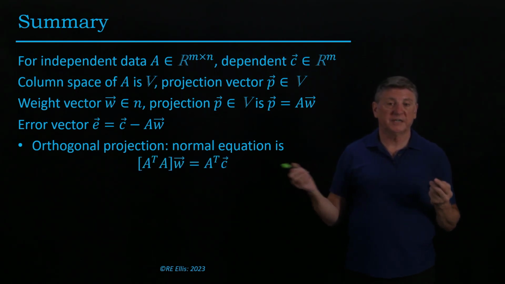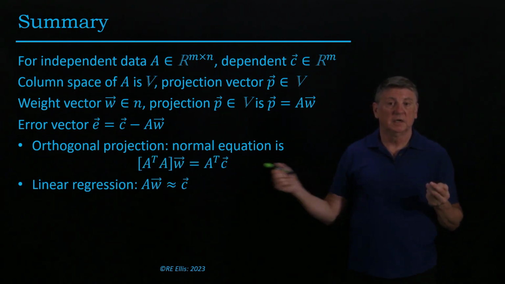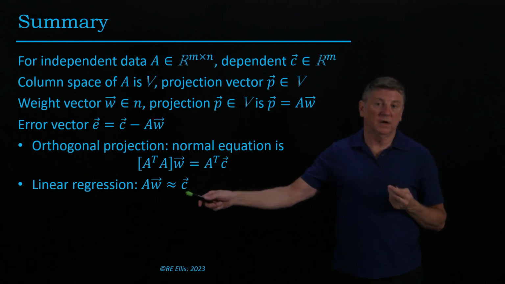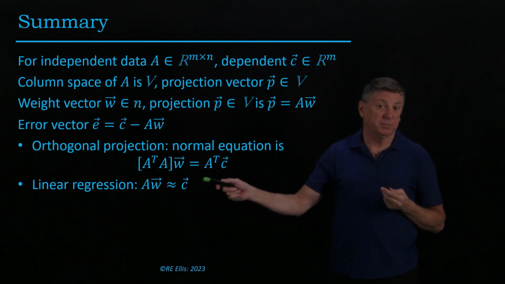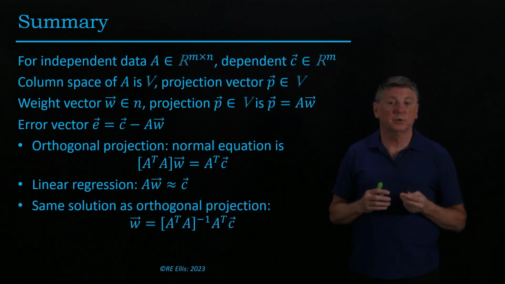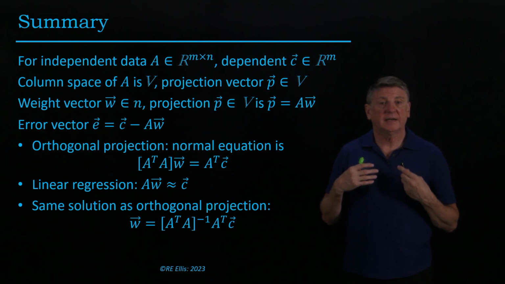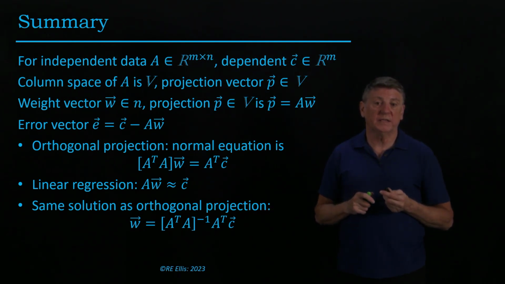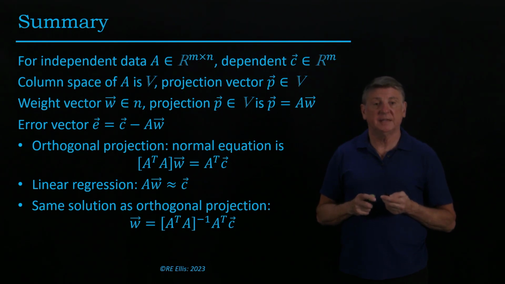The orthogonal projection gives us the normal equation. Linear regression is we want A times W to be approximately C. And this is the same solution as orthogonal projection, and we can get a single simple equation that expresses the weights in terms of the dependent and the independent data.